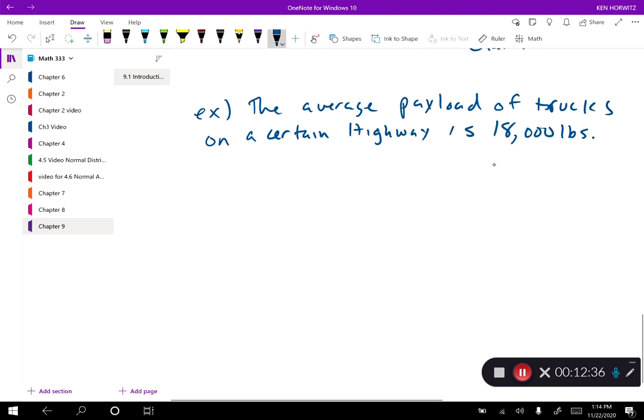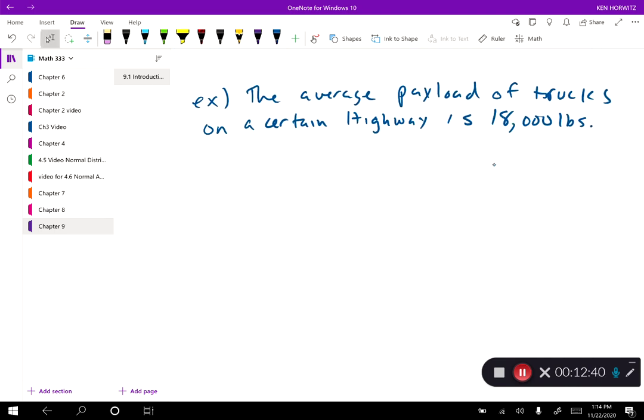All right, so the second statement says the average payload of trucks on a certain highway is 18,000 pounds. Now, once again, I see the word average in there. So I'm going to make this my null hypothesis. And I'm going to say that the average equals 18,000 pounds. Now, again, I use the null for this one because it was equals. And I'm also going to label the null my claim.